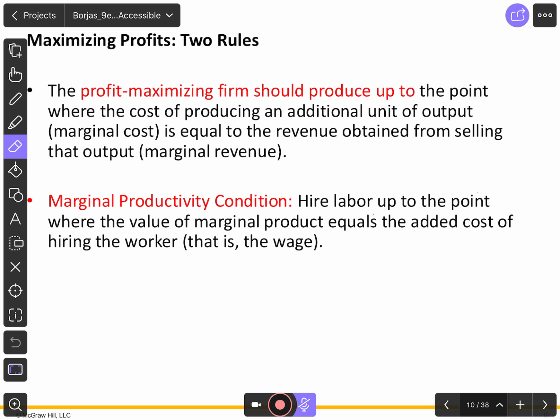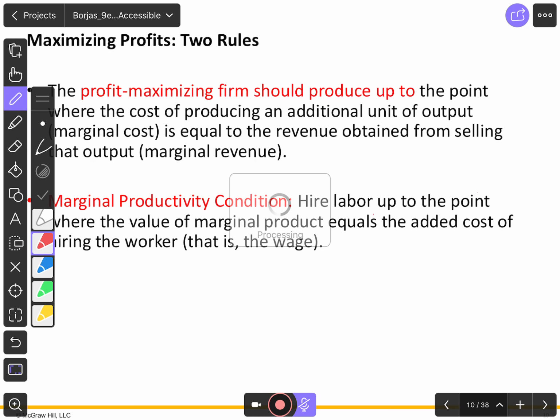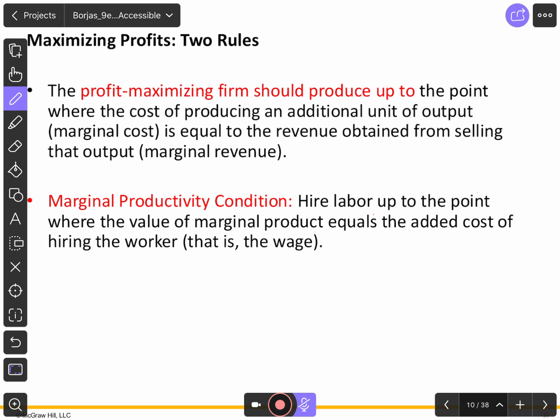Okay, so let's continue. We stopped at the two rules for profit maximization, and the first one is the decision of the firm. The firm is going to produce up to the point when the cost of producing the additional unit of output, which is basically how much they're going to be paying for the worker, the marginal cost, is equal to the revenue obtained from selling that product, which is the marginal revenue.